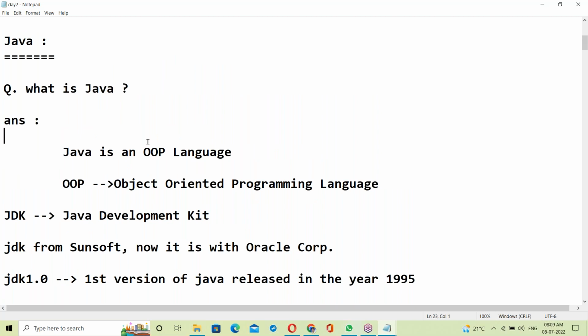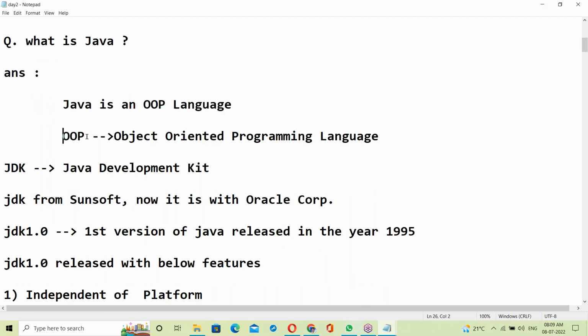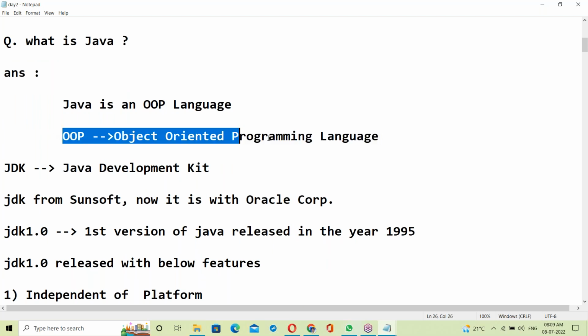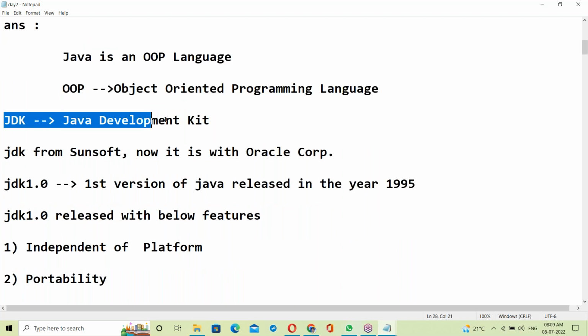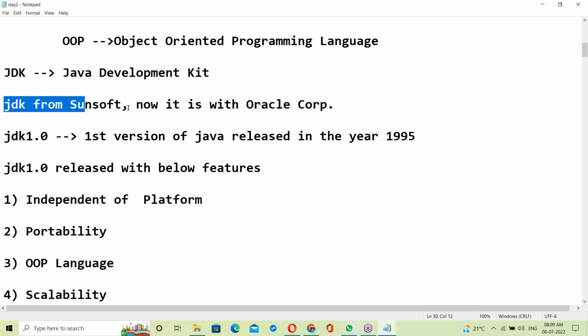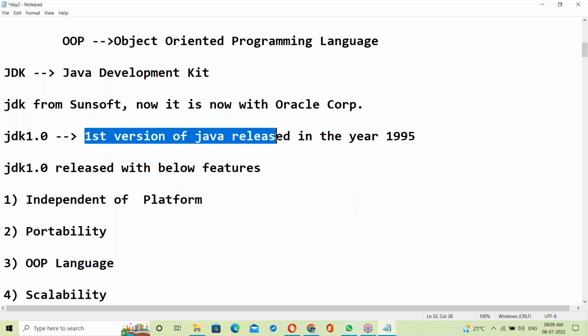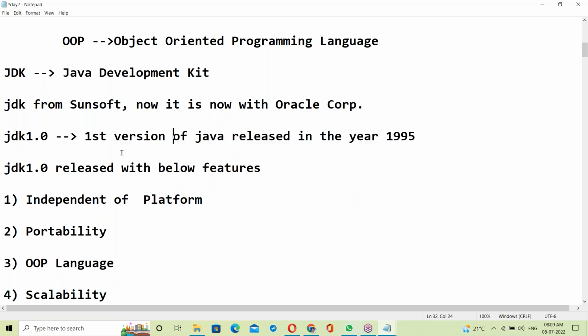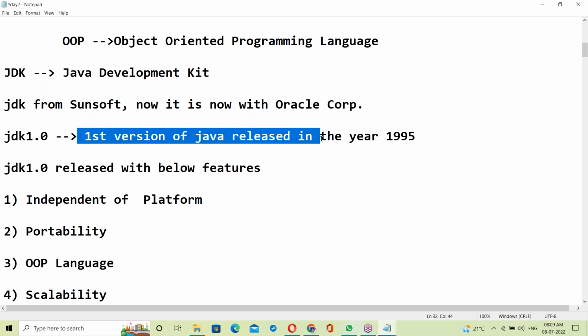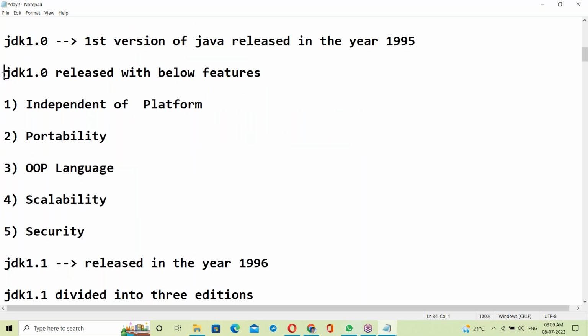Let us review yesterday's class, just two minutes. Java is an OOP language. OOP stands for Object-Oriented Programming Language. JDK stands for Java Development Kit. JDK was from Sunsoft; it is now with Oracle Corporation. JDK 1.0, the first version of Java, was released in the year 1995.